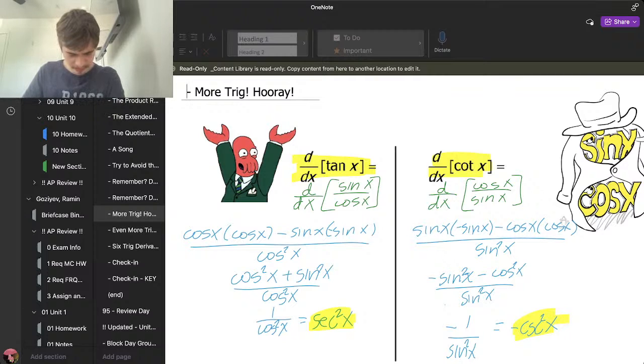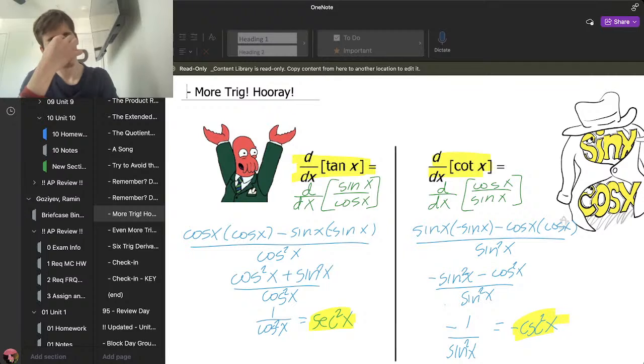Can you derive a derivative? No, I'm good, bro. Can you prove the limit of sine of x over x equals 1? Yes, I can. If you do direct substitution, you get 0 over 0, an indeterminate form. If you do L'Hopital's rule, you get cosine of x over 1. The limit as x approaches 0 of cosine of x over 1 is 1.